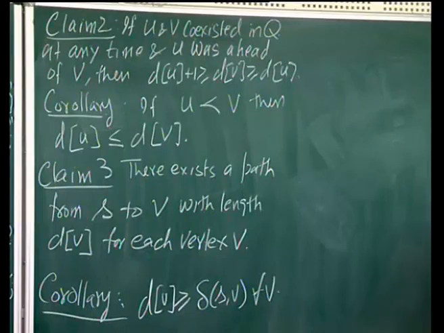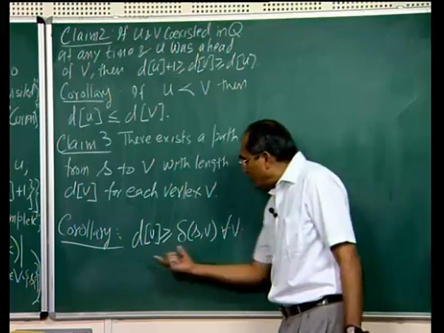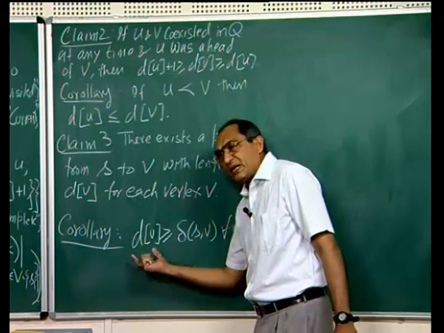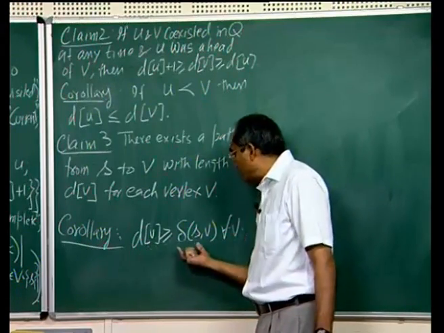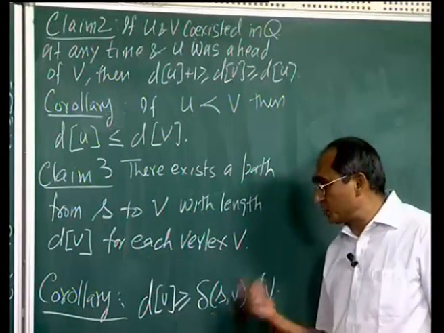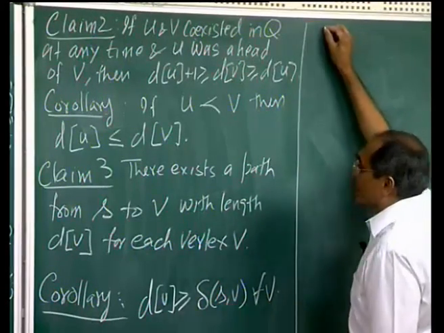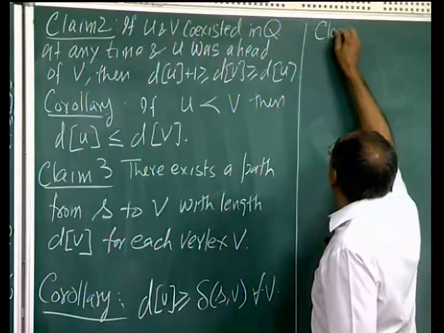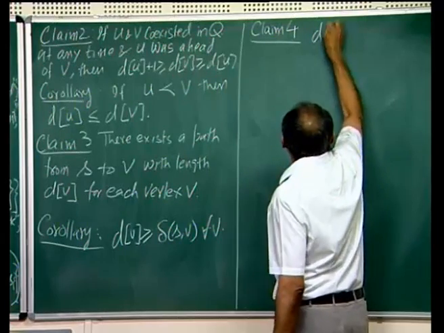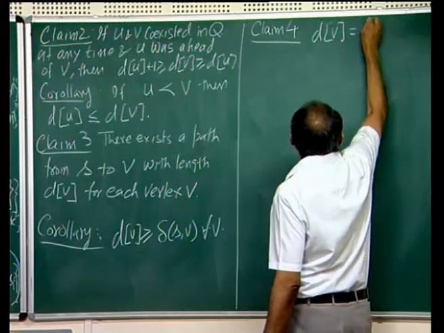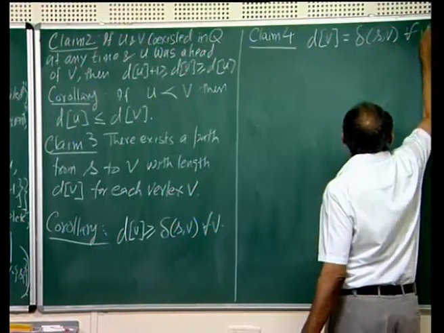So, now we want to prove the main result, that not only is this greater than or equal to this, but we will establish that this is equal to this, that dV actually computes the shortest path from S to V. So, let us try to do that. So, next claim 4 is that d of V equals delta S V for all v.